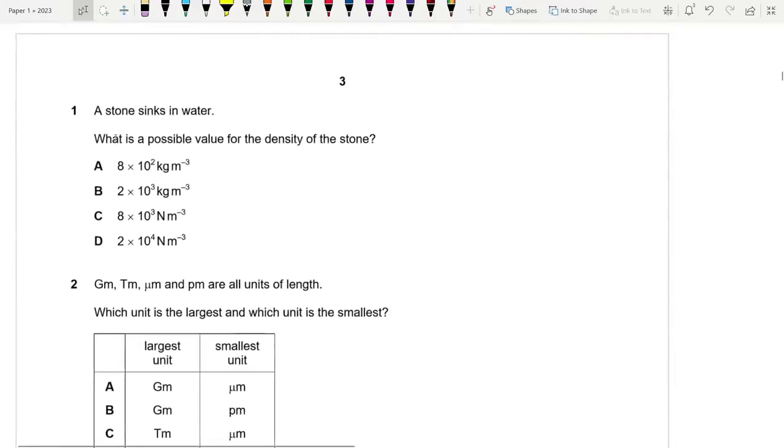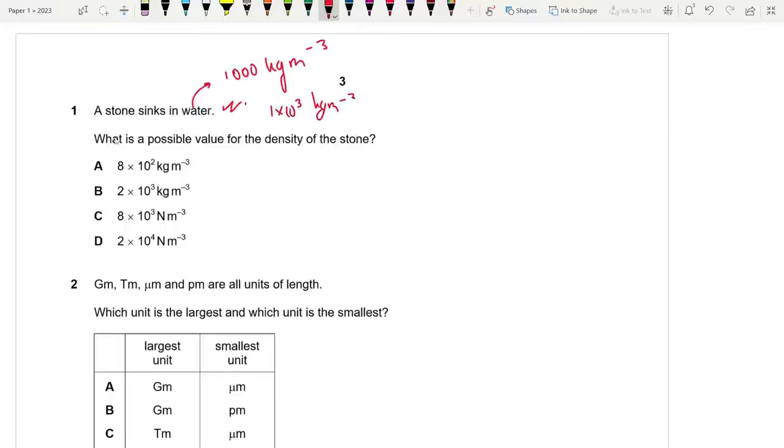Starting with question number 1. A stone sinks in water. Which is the possible value of density of the stone? So hear me out. We know that water has a density of either 1 gram per cm cube or 1000 kg per meter cube. So for the stone to sink into the water, the density has to be higher than this, higher than 1 times 10 to the power 3 kg per meter cube, right?